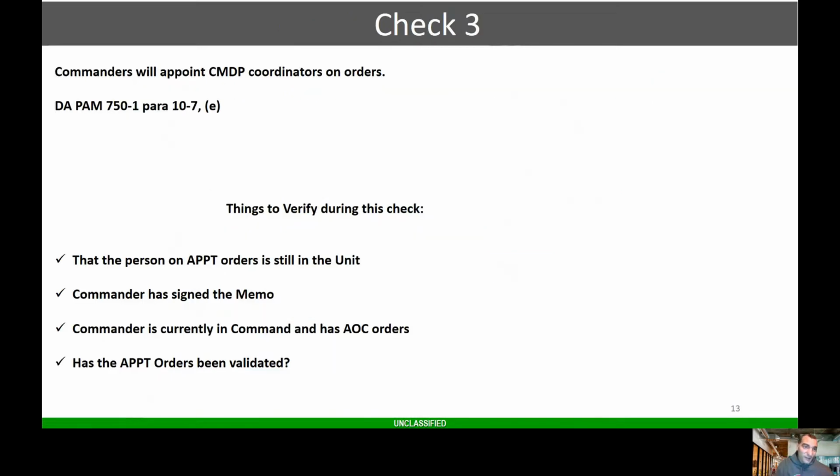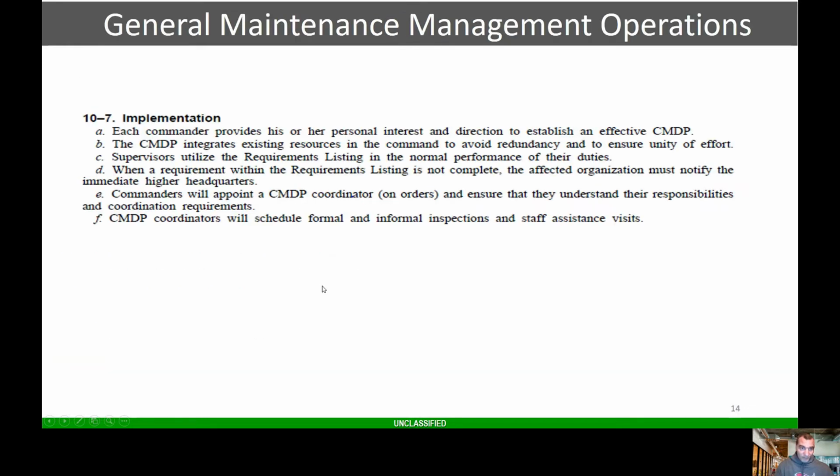So Check 3, commanders will appoint CMDP coordinators on orders, right? So this is straight out of DA PAM 750-1, paragraph 10-7e. Things I verify, like I said: appointment orders, the commander signed the memo, is currently in command, and has the orders. Have the appointment orders been validated, right? So here you go, right out of 10-7.